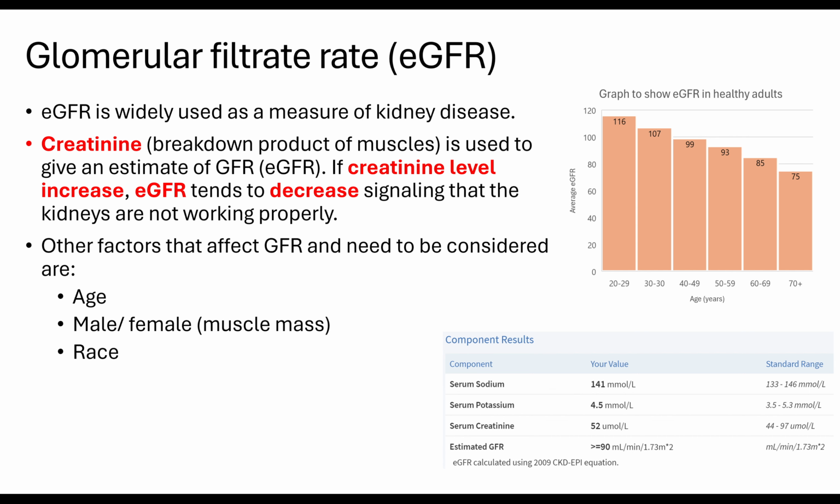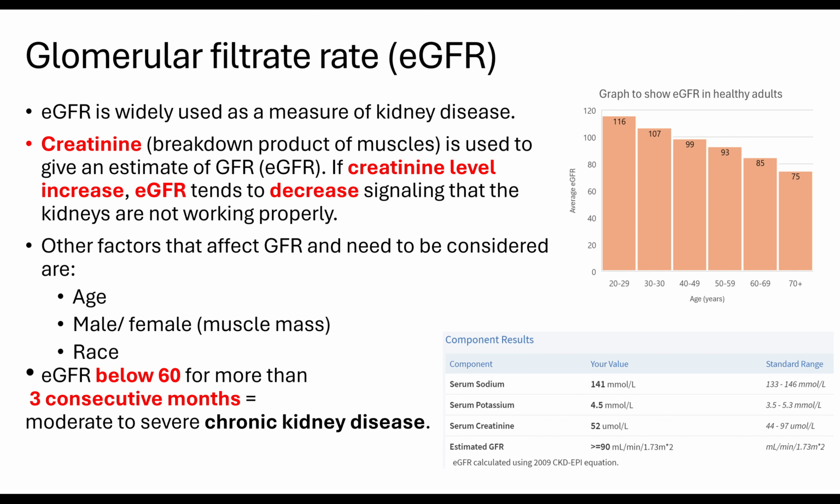But what we're really looking at is if the estimated GFR is below 60 for more than 3 consecutive months, that indicates that the person has moderate to severe chronic kidney disease. Now, this is something they like to do in the exam where they get you to work out through calculations or through a graph what the eGFR was and whether or not that would indicate someone having chronic kidney disease or not. So it's important we note that it's 3 consecutive months.